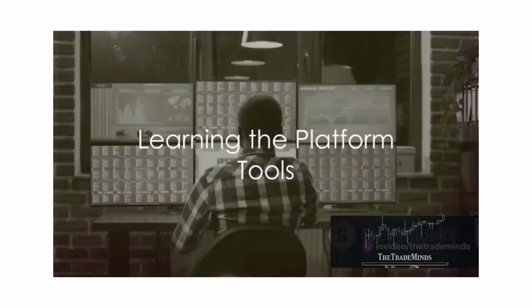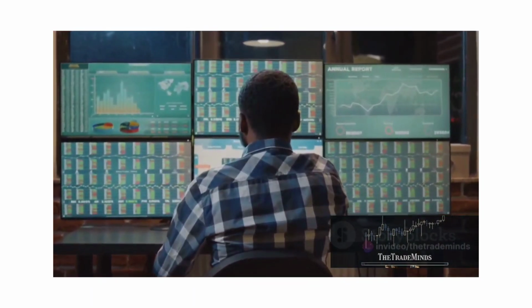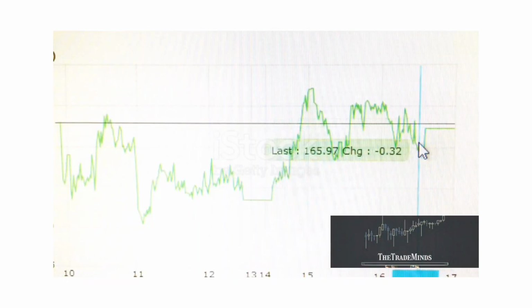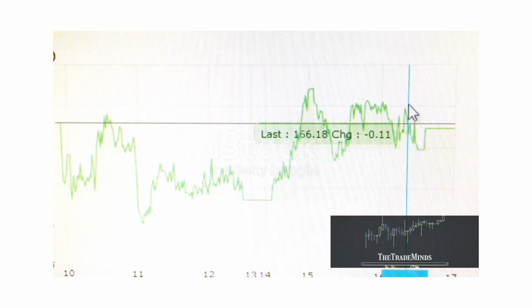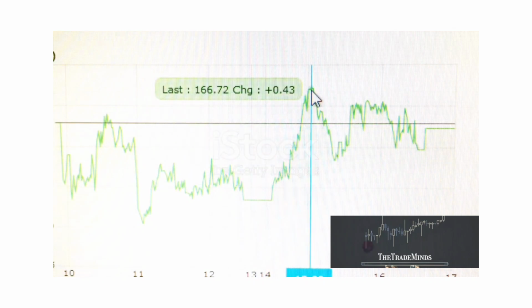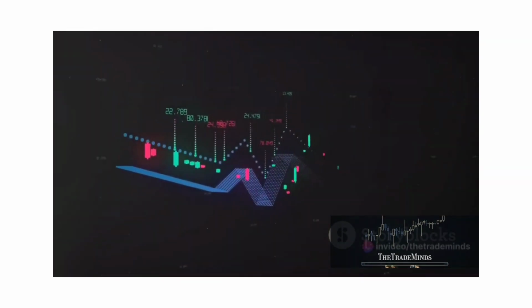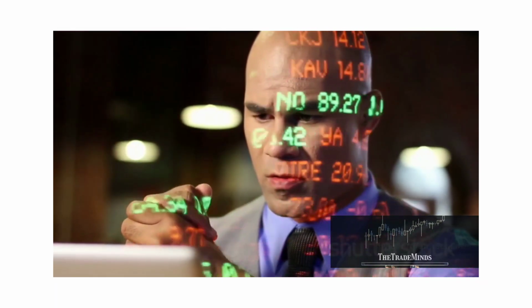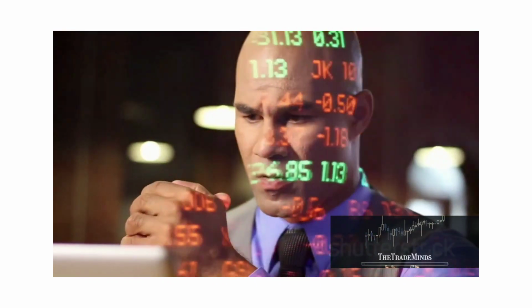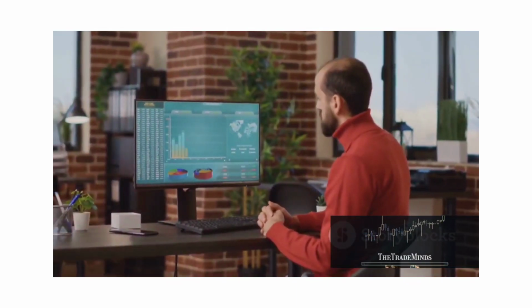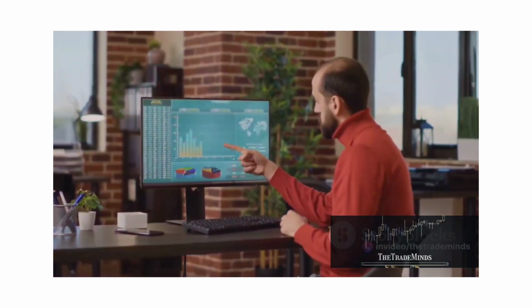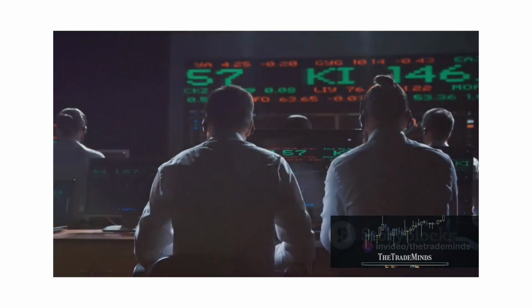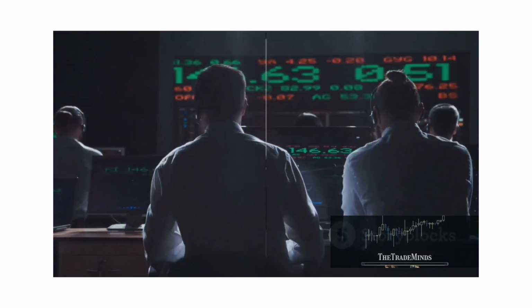Familiarize yourself with the tools provided by the platform. These tools are designed to assist you in your trading journey. For instance, you'll find analytical tools that allow you to track market trends and make predictions. You'll also have access to real-time charts that visually represent market movements. And let's not forget about the importance of staying updated with market news. By keeping an eye on the latest happenings, you can make more informed trading decisions. Remember, analytical tools, real-time charts, and market news are your allies in making informed decisions.